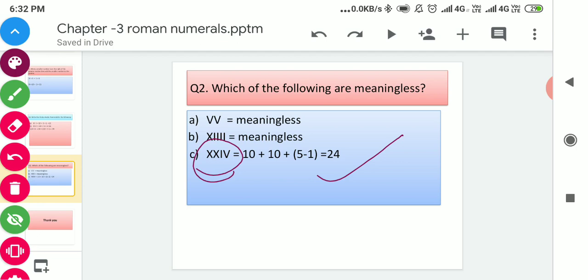Now, with the help of these rules, solve exercise 2.